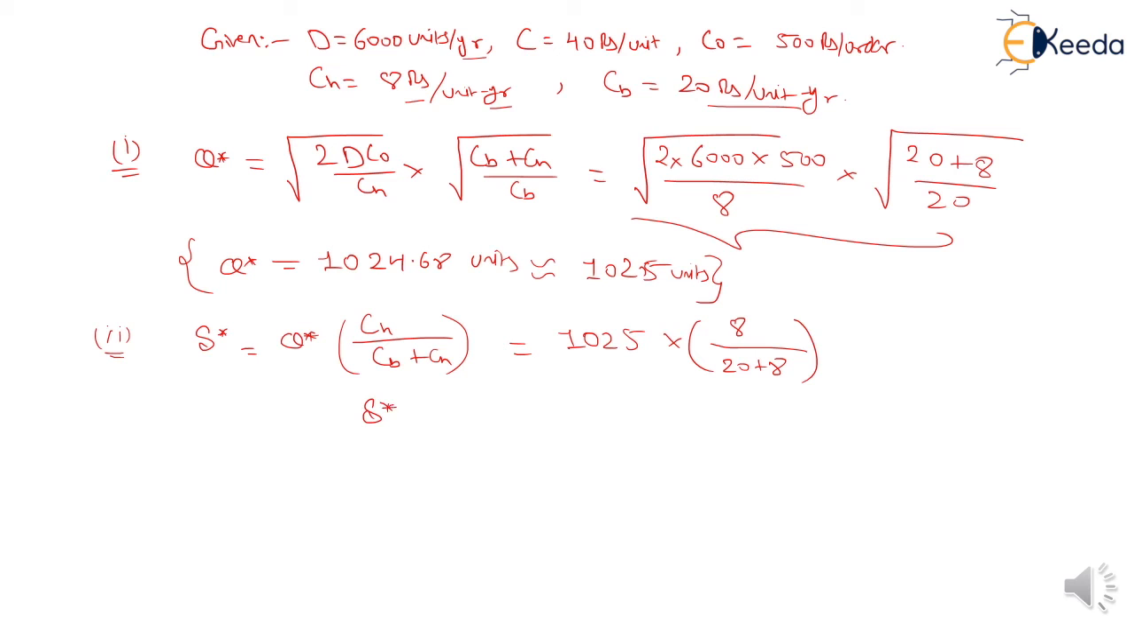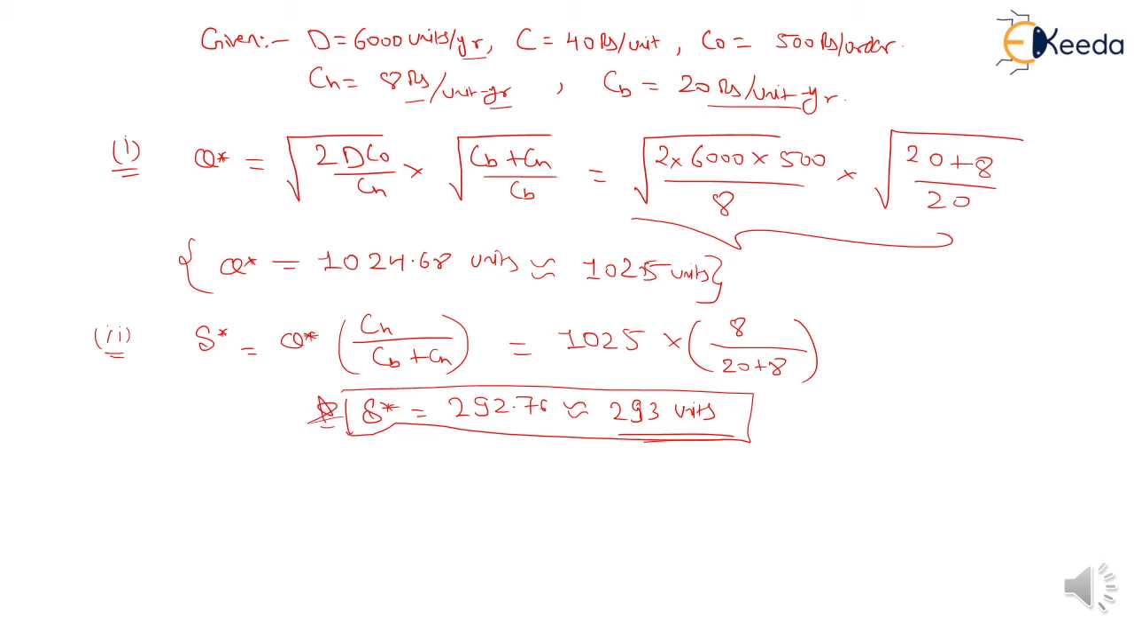So how much S star is obtained? 292.76, approximately 293 units are shortage or stock out. 293 units is the optimum number of units in the back order. Clear to all? How to calculate?